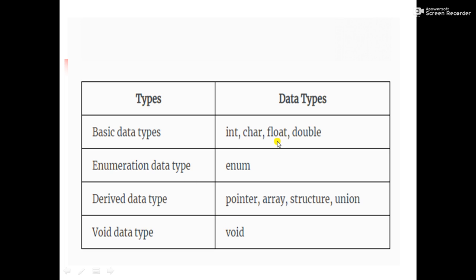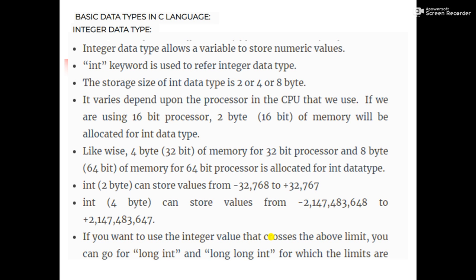further data types like int, char, float, enum, pointer, array, structure, union and void. So all these are the categories. We'll see what we mean by int, char and float. If you see the integer data type, the keyword used for declaring it is int, all letters small. These are used for declaring the integer data type. So the integer data type allows a variable to store numeric values.